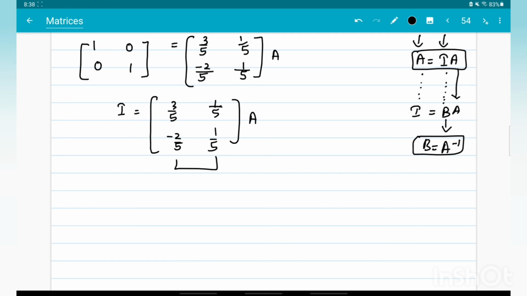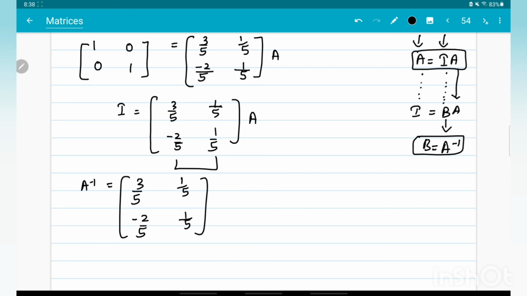Now I had to find the inverse of matrix A. That is what I got. So I can say that this is the A inverse. You can write A inverse or you can write B, and this is my final answer, that the inverse of my matrix is this.